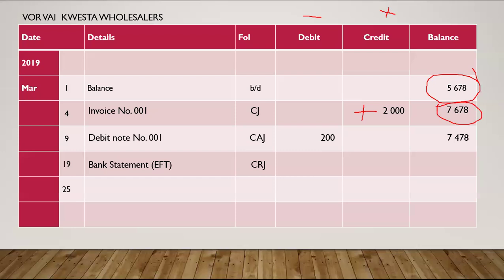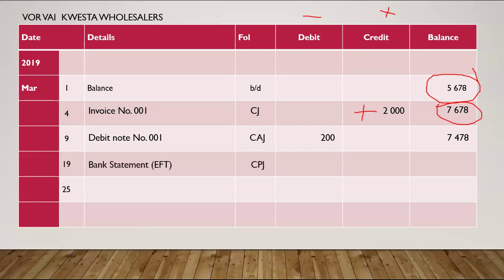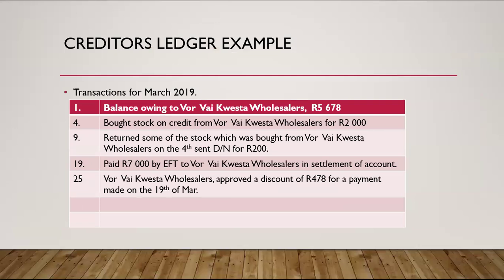That is incorrect. It is not the cash receipts journal. Instead, it will be the cash payments journal, because we are the ones that are making a payment. It will reduce what we owe Questa wholesalers by 7,000. Now, why do I record 7,000? They said in settlement of account. That's how much we paid.